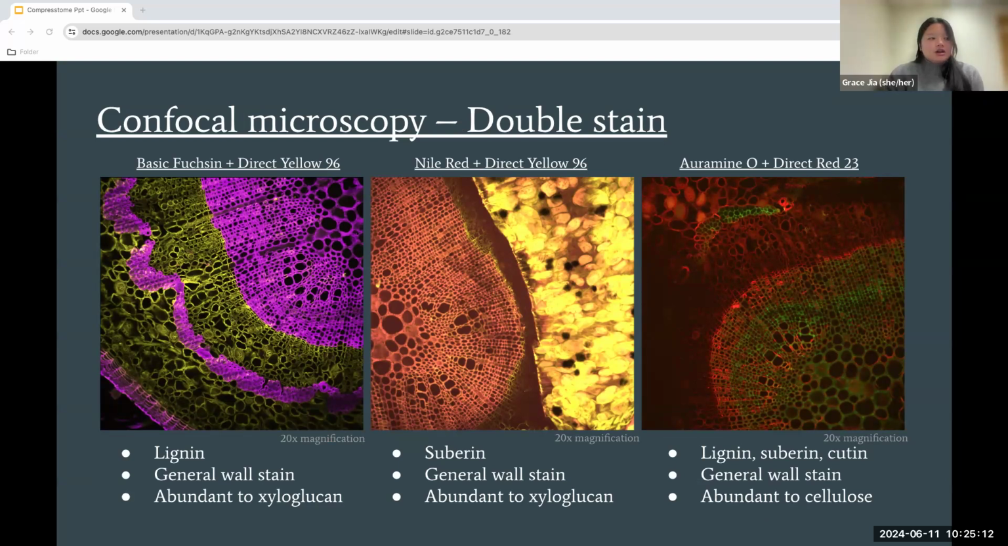And again, at the bottom of each of the images, you can see a very quick explanation of which dyes, and which anatomical features are being highlighted by the dyes that are being shown.